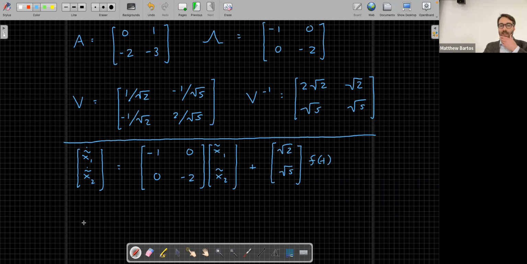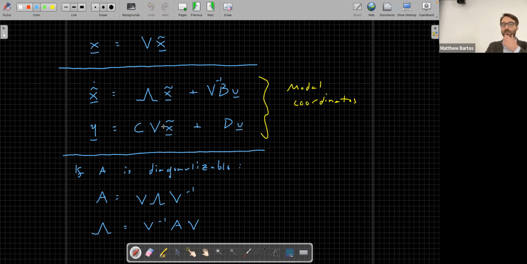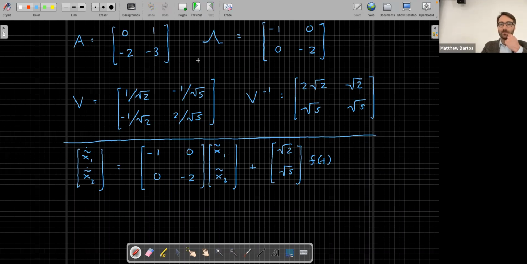Okay, and then we have that our output y is equal to CV times x tilde plus du. So d was 0, that'll go away. We have to compute CV. And our C is the row vector 1, 0. So we multiply that by V, what we will get is 1 over √2, -1 over √5. So the first row times x1 tilde, x2 tilde.